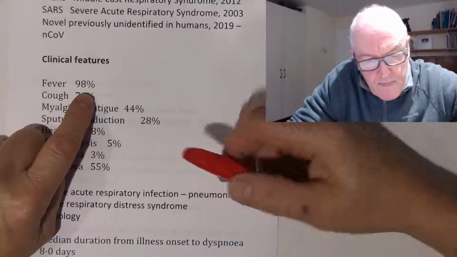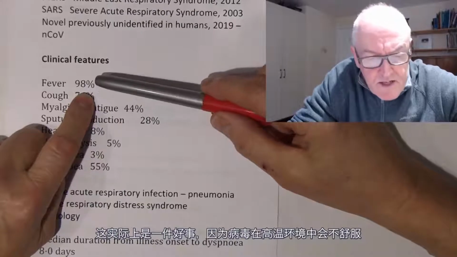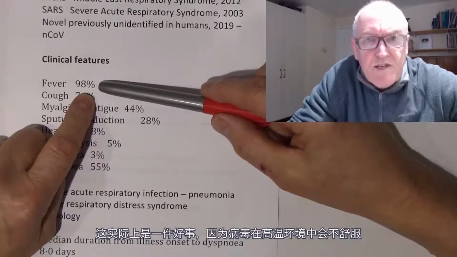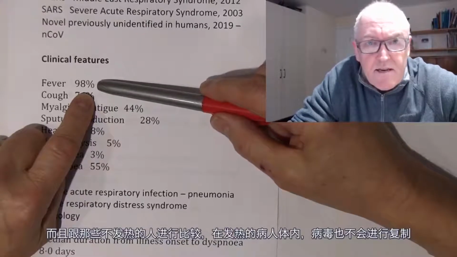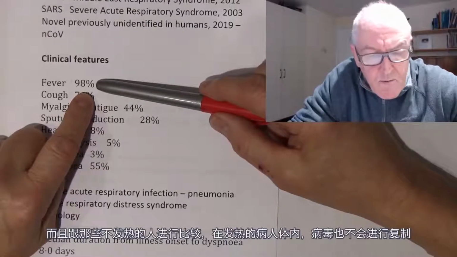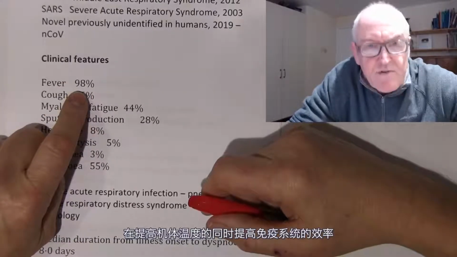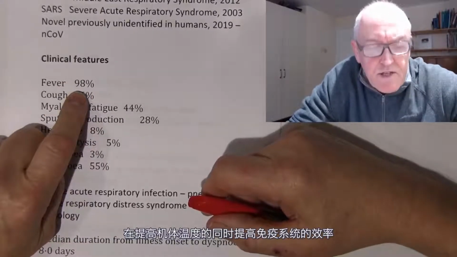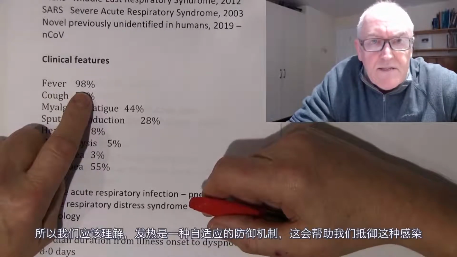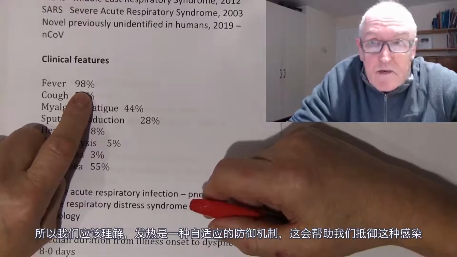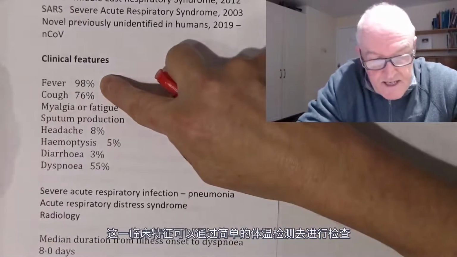Now, this is actually a good thing, because the viruses are less comfortable in pyrexial environments, and the viruses don't replicate as well in a fevered patient as in a patient with no pyrexia. And as well as that, the increase in body temperature increases the efficiency of the immune system. So we need to see fever as an adaptive defensive mechanism that's going to help us combat this infection. But it's a clinical feature that we can detect simply by taking the patient's temperature.